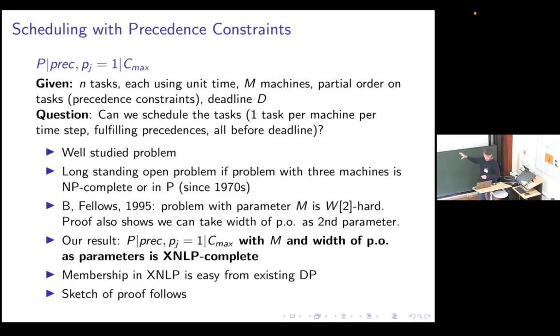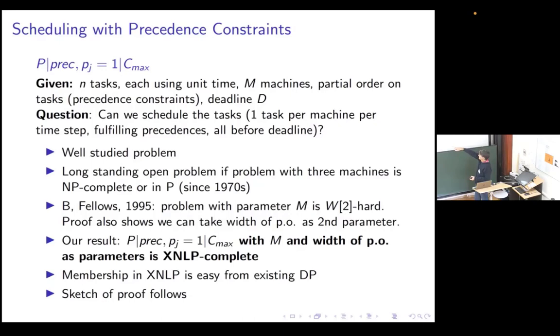So I have a number of tasks. Every task uses one time step, and there is a directed acyclic graph where every task can only be done after the tasks which are before it in the graph are already done. And of course, every machine can only execute one task at one time step. And now the question is, can I schedule this such that all the tasks are done before the deadline?